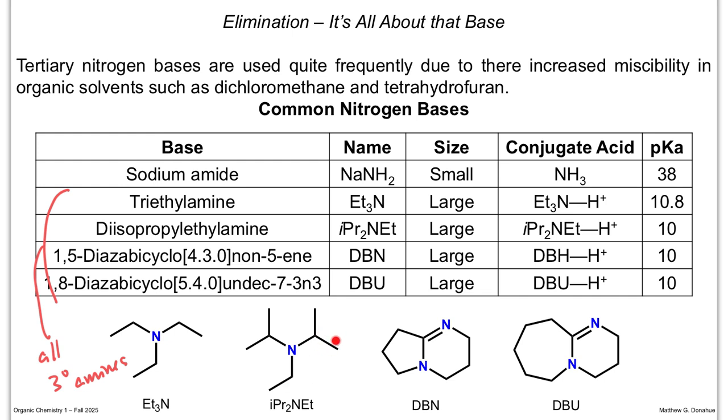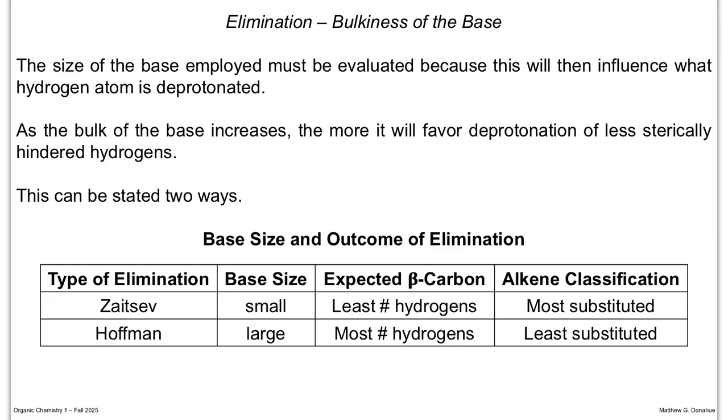Because of these really bulky groups, we know that from the SN2, we have to have a certain trajectory, and the lone pair has to be available to form that bond. So these are really bad nucleophiles. They're better bases. And so why does this matter? Why does size matter?